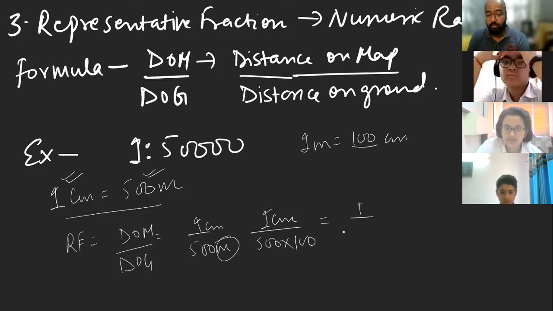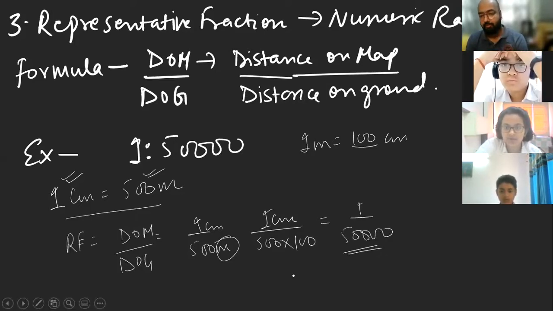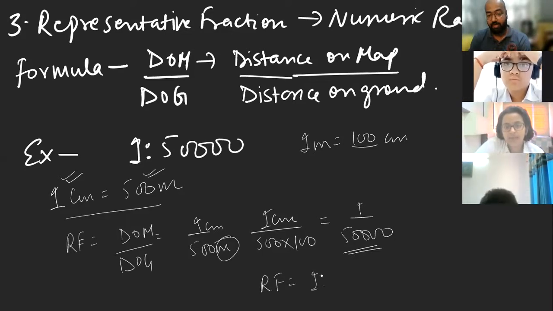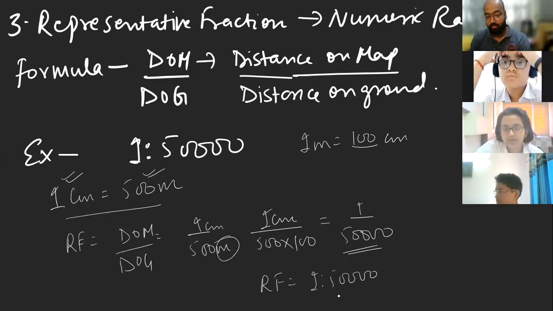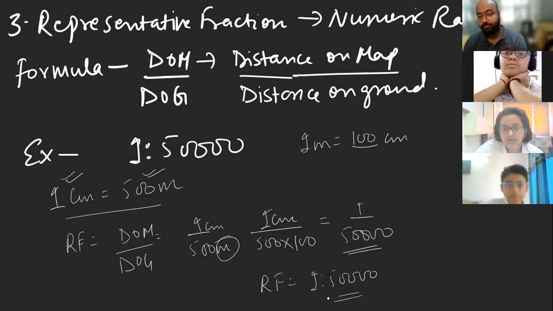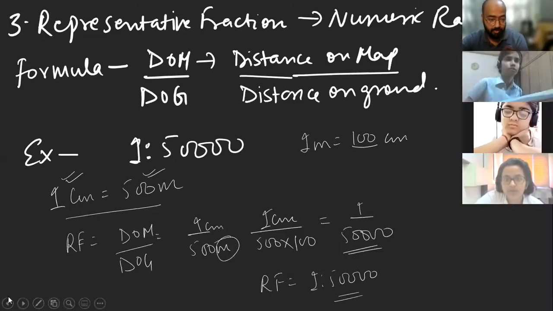So 1 upon 50,000, right? So the ratio, that means RF, becomes 1:50,000. Is it simple? Yes, sir. Let us do one more, and you all will do it.